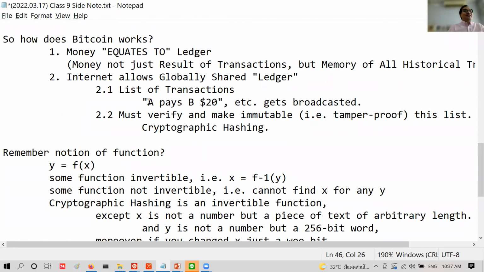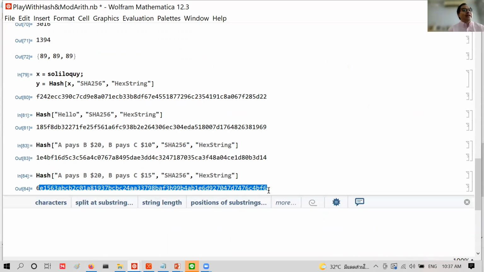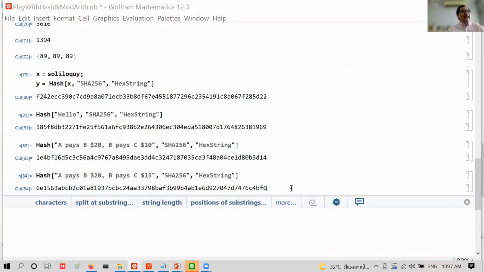So by putting this, A pays B, and then B pays C, $10, cannot be changed. Okay, cannot be changed. So once we agree on a hash, you cannot tamper with it. Now the question is, how do you agree on a hash? How do you agree on a hash?